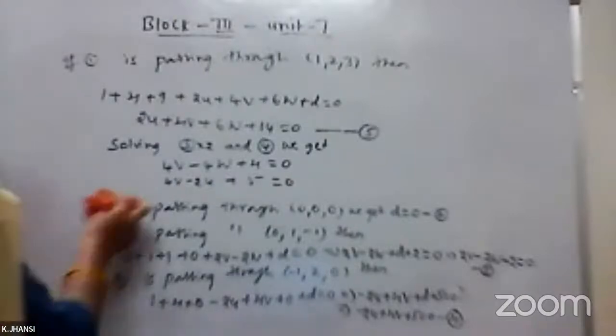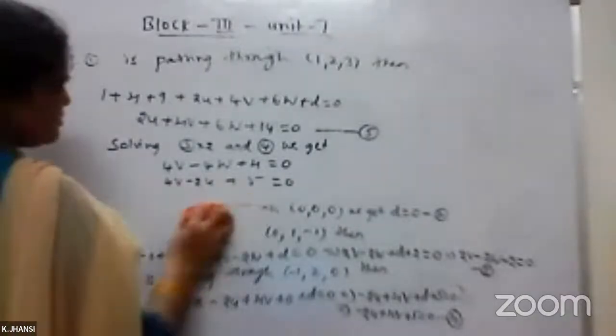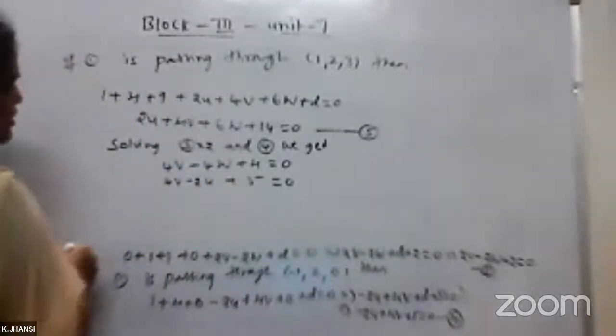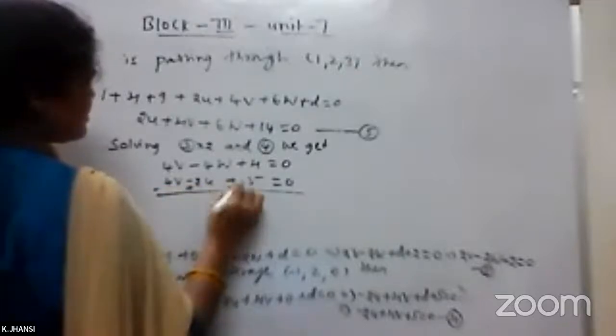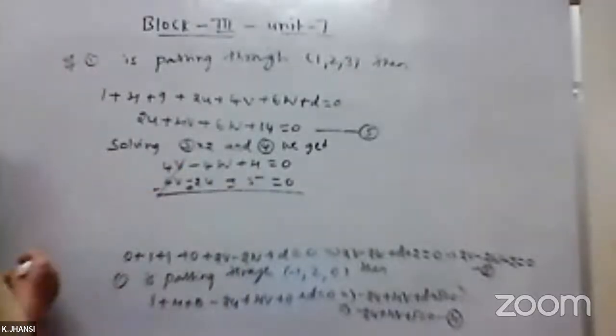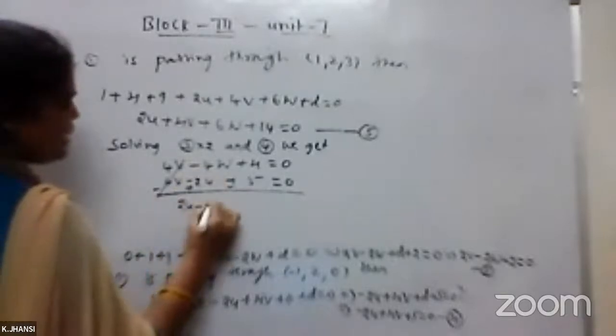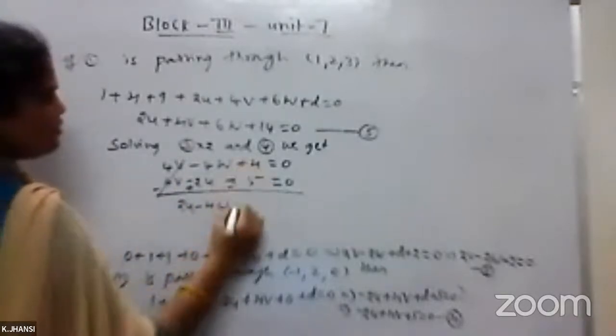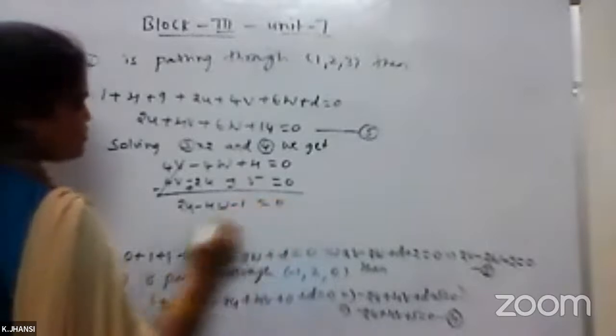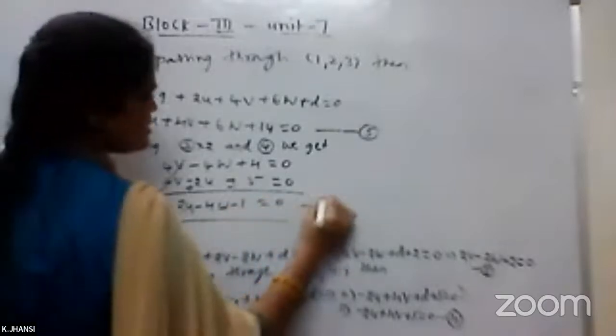Okay. So here v will get cancelled. So minus plus minus. So these two will get cancelled. Here it is 2u minus 4w. So minus 1 equals to 0. This is the sixth equation.